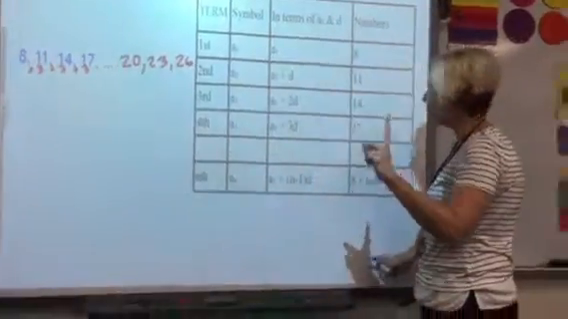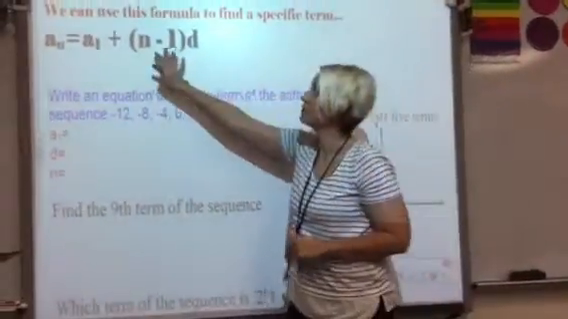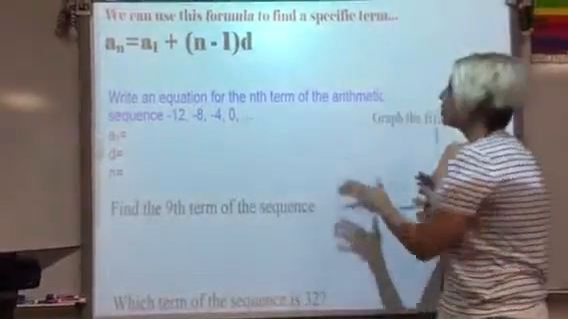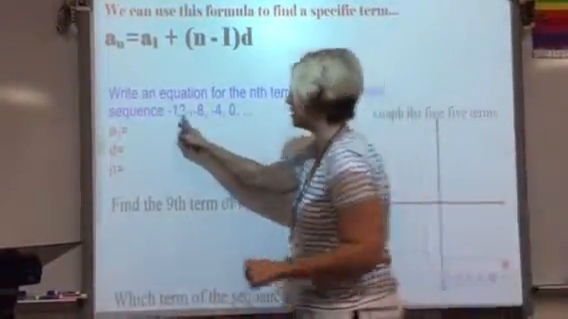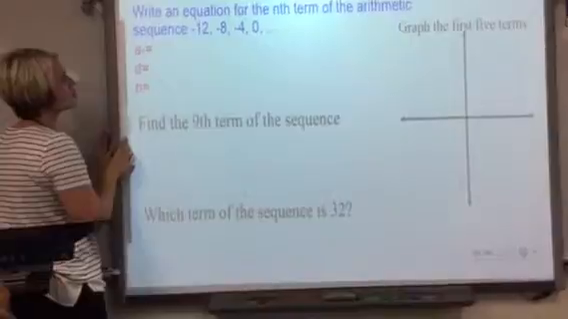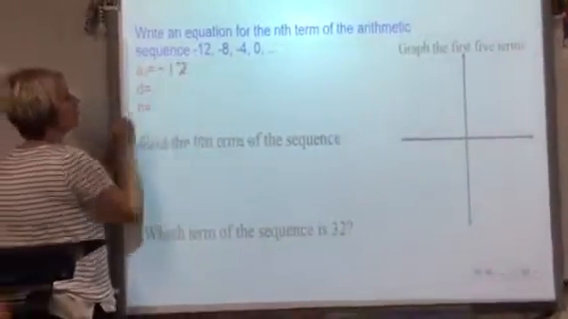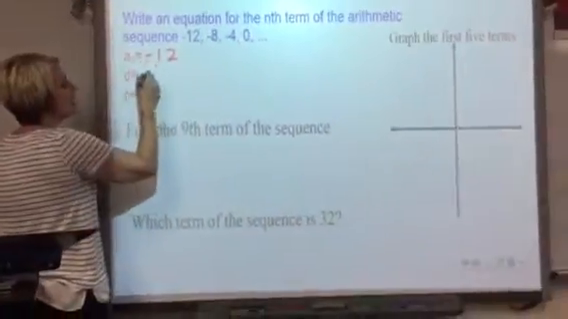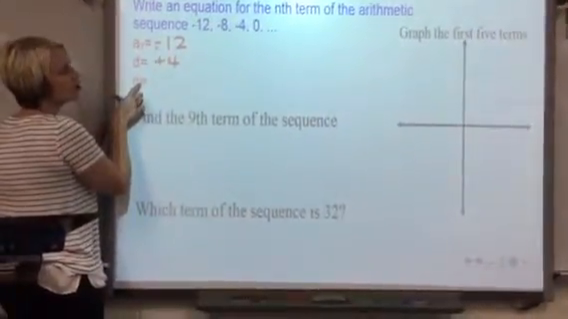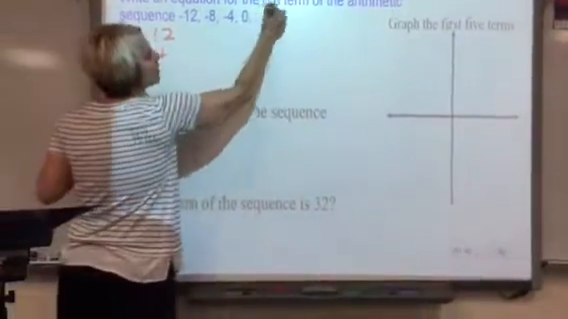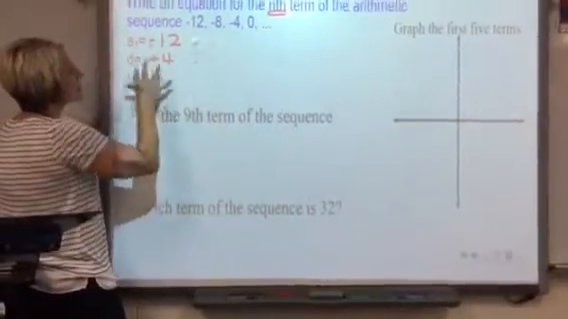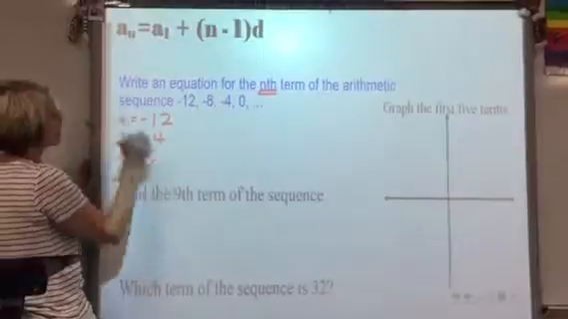And here's why that's important. We can use this formula to find any term at any time. So let's write an equation for this sequence. What is the first term here? -12. What's the common difference? If you look what's happening each time, it's adding 4. What term are we looking for? Well, right here we're looking for the nth term. So this would be n. So I'm going to plug this into this formula.